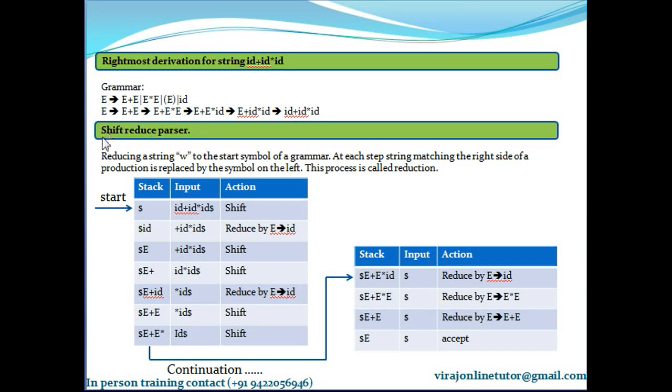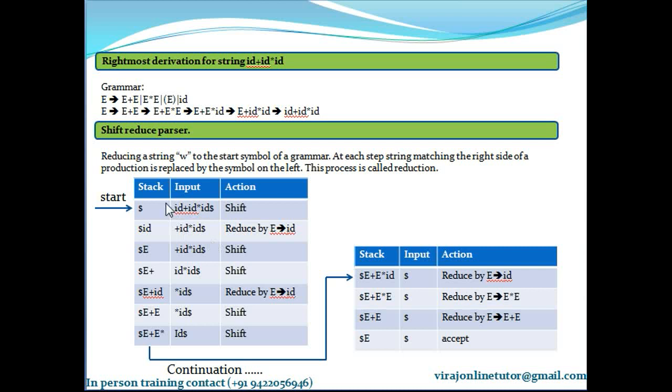There is one bottom-up parser called the shift reduce parser which works exactly opposite of the rightmost derivation. I have given you a grammar here, and the rightmost derivation of one string of my interest. So the shift reduce parser is the opposite of rightmost derivation. At each step we match the right-hand side of a production and replace it with the left-hand side.